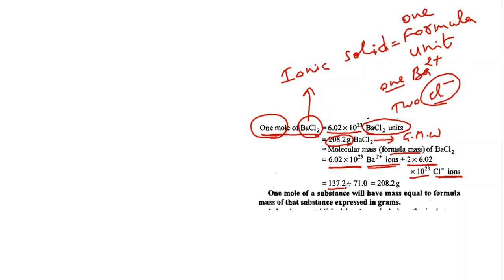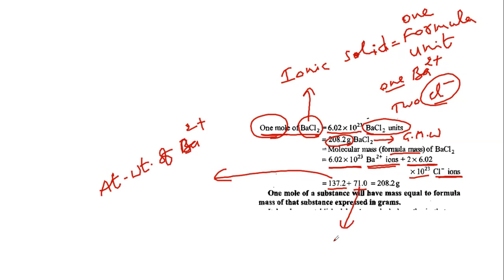Now 137.2 is what? Atomic weight of barium. Atomic weight of barium plus 2, how much? 137. And for each chlorine, how much now? 35.5, you know. So 2 into 35.5, 71. And 1 barium is equal to 137 atomic weight. Atomic weight of Cl, how much? 35.5. Is that clear? So therefore, we get 208.2 grams.